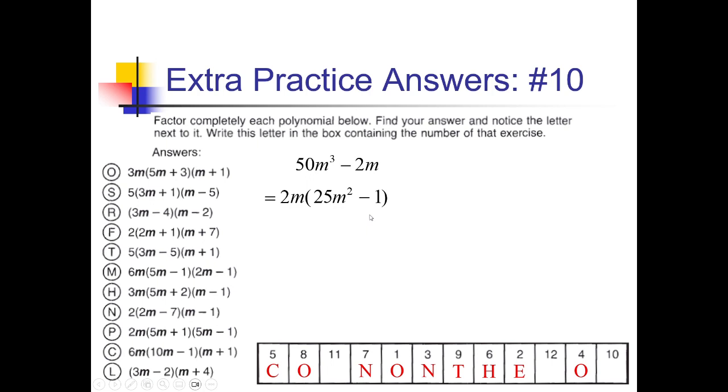And now I'm noticing inside that I've got 2 perfect squares with a minus between them. So I can use this a squared minus b squared shortcut, basically square rooting each thing and having a plus and a minus parentheses.